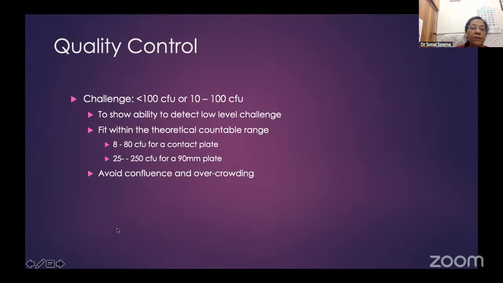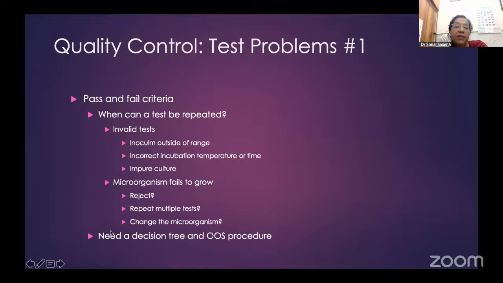So if you're challenged with a 10 CFU or 10 to 100 CFU, the other quality could be that your media fails to grow organisms. So here you will have to give a lower level challenge. Is it able to grow even 4 organisms of Haemophilus? So here you will have to be very careful.